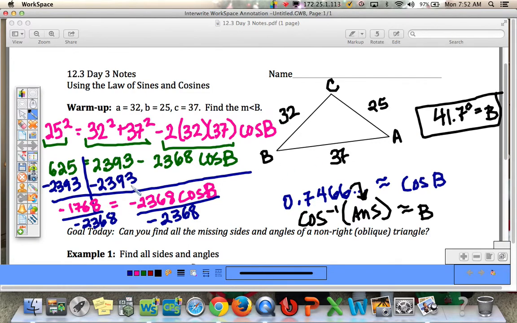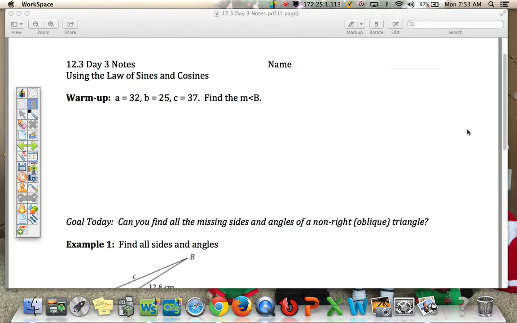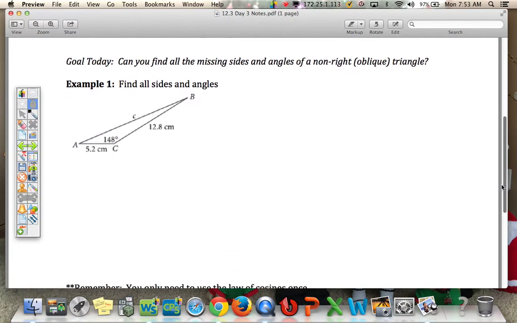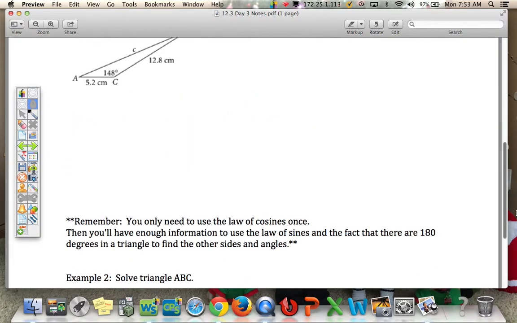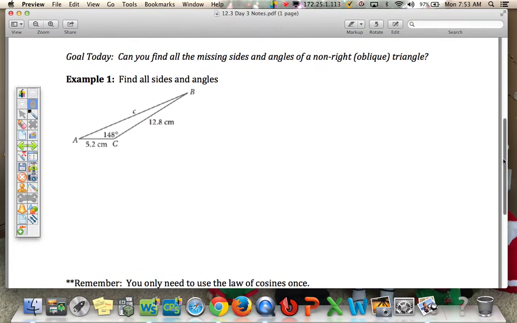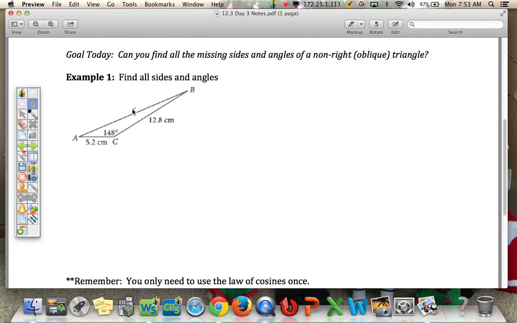So today we're going to take a look at doing the same thing that we've been doing the last couple days, except instead of just stopping at one side or one angle, we're going to find all sides and all angles. So here's the first example, and we're only going to do 2 of them. And then you'll practice more in your assignment. Find all sides and all angles of this triangle right here.